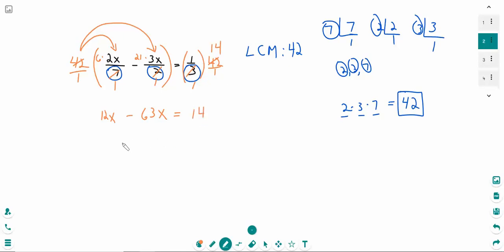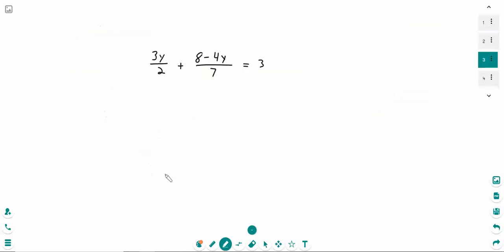And now we're back to the easy part. Now it's just review. So let's combine these two terms here. 12x and a negative 63x, they're like terms. So what's that going to be? Negative 51x equals 14. And if I divide that out, I end up with x is equal to negative 14 over 51. And that's actually reduced. We can't reduce that anymore. So that is our solution for x. All right? Great. Let's try another one.